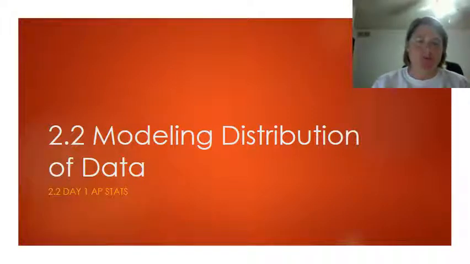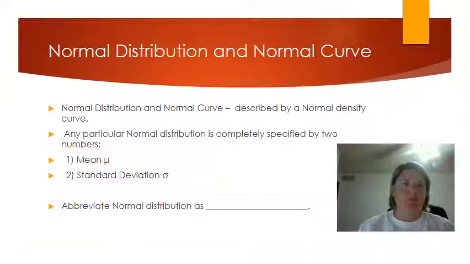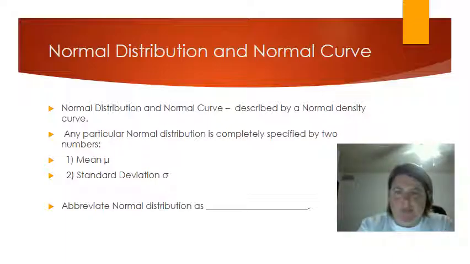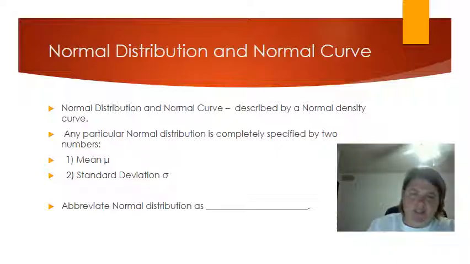Welcome to 2.2. We're going to look at notes on modeling distributions of data. So first, let's talk about normal distribution and normal curve. Those are described by what's sometimes called a normal density curve, which is just that bell-shaped curve we've been talking about for a couple days.